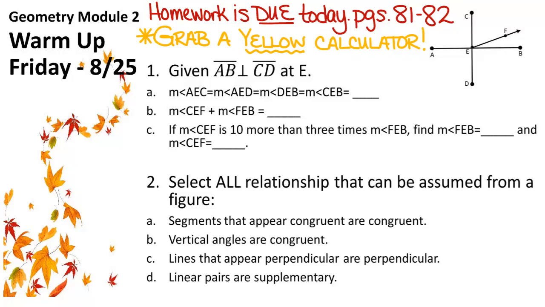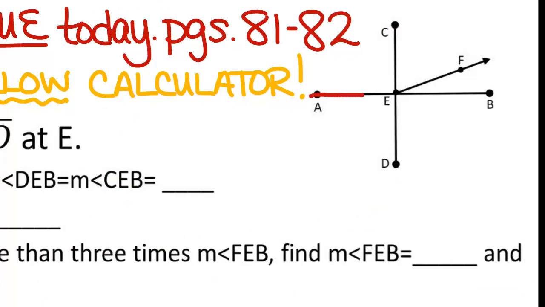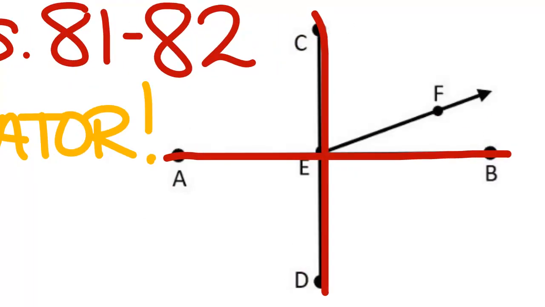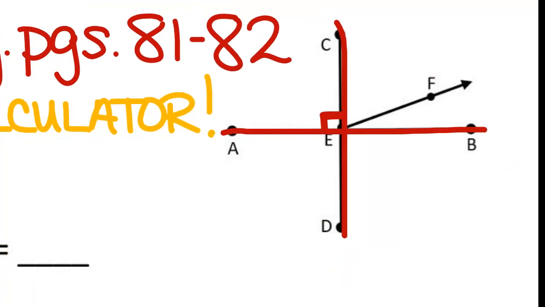Number one, first thing they tell me is that segment AB, this one right here, and segment CD, this one right here, are perpendicular. So I'm going to add that mark to my picture. So how big is AEC, this angle right here?